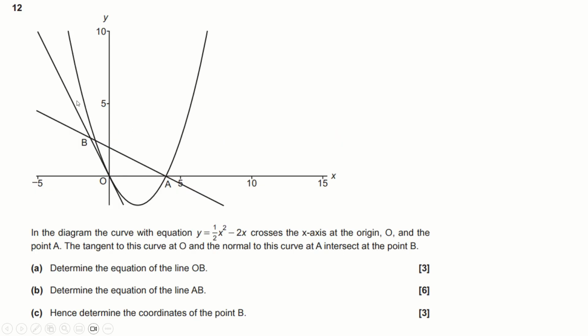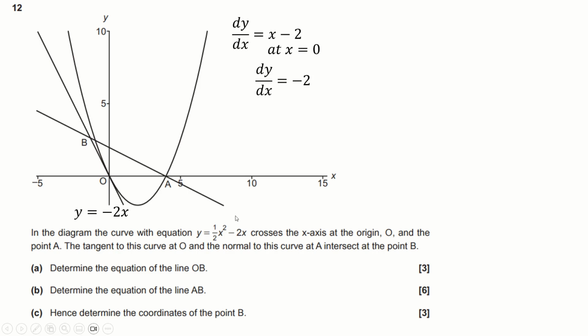Question 12, though, so we've got a parabola here, and a normal here and a tangent there. So let's differentiate that. Of course, that's what we're going to do. Half times 2 is 1, and then bring that down for a 1. At 0, this derivative is just minus 2. So the gradient of this line is minus 2, and it goes through 0, 0, so it's just the line y equals minus 2x.